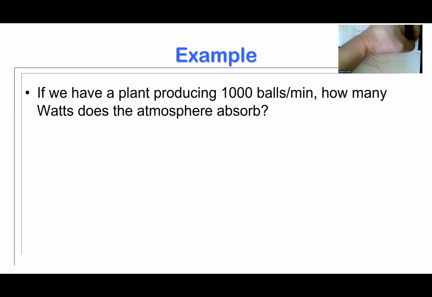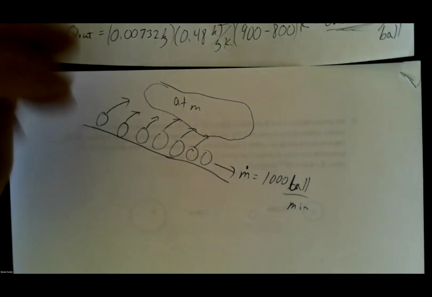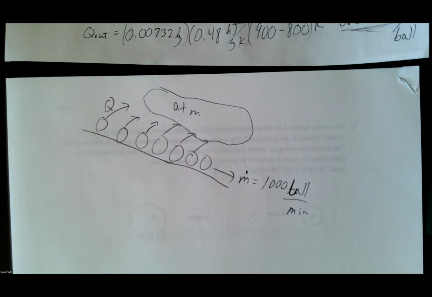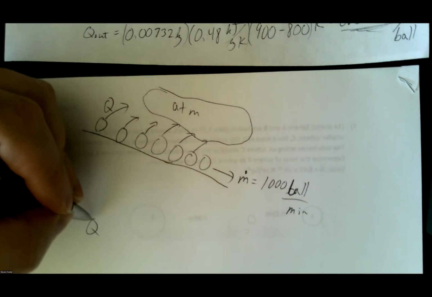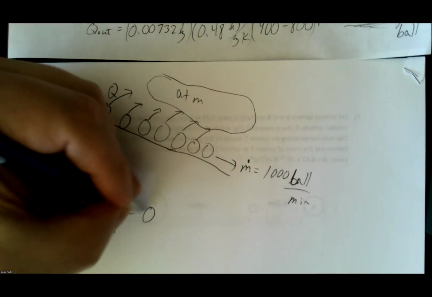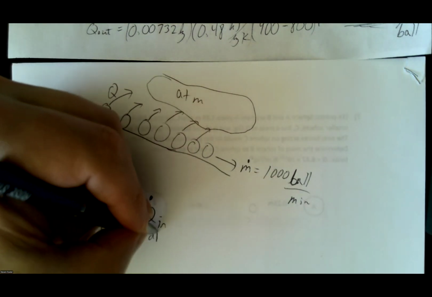What you found is how much heat is being lost per ball. If I've got 1,000 of those and every one of those is going into the atmosphere, so we're rolling, m dot is basically 1,000 balls per minute. What does that look like? Well, again, each one of these guys is losing heat from the ball into the atmosphere. So basically, the rate at which heat is going out of the balls is equal to the rate at which heat is going into the atmosphere.